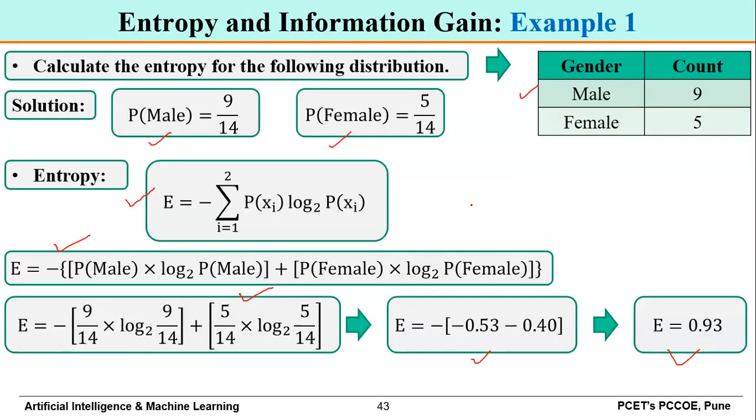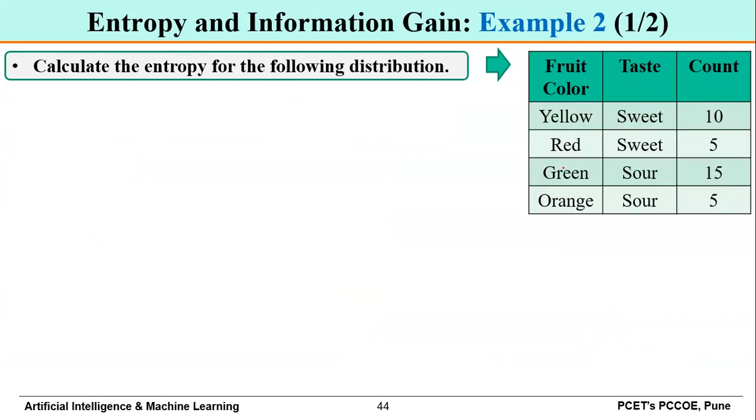Now in example number 1 there are only two features, male and female, and again there are two parameters, gender and count. Now let's take another example where again you need to calculate entropy for the following distribution, and here fruit color, taste and count are given to you.